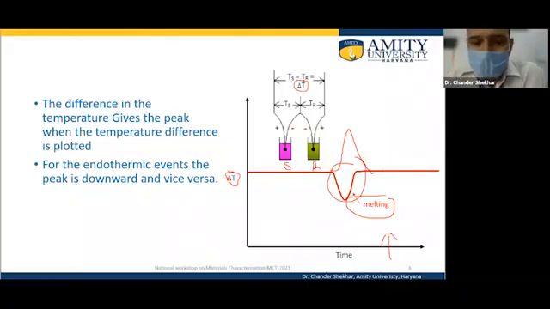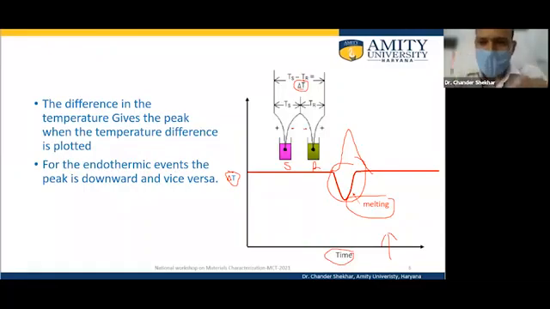So the idea is, depending upon what the transformation is, there is a lag, there is a difference. The sample's temperature lags behind the furnace temperature, and this temperature difference is used to generate the information which represents the delta T. Okay, so if this delta T is plotted, say, as a function of time, we get a peak.